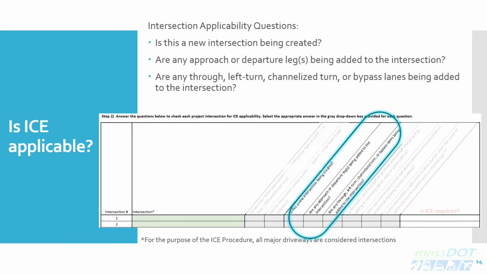The next set of questions determine applicability for ICE at each intersection. The first 3 questions in this section are: is this a new intersection being created? Are any approach or departure legs being added to the intersection? Are any through, left turn, channelized turn, or bypass lanes being added to the intersection? If any of the answers are yes, ICE is applicable to the intersection, and it will move to stage 1. It is important to note that the reallocation of lanes on an approach within the existing pavement does not trigger ICE.